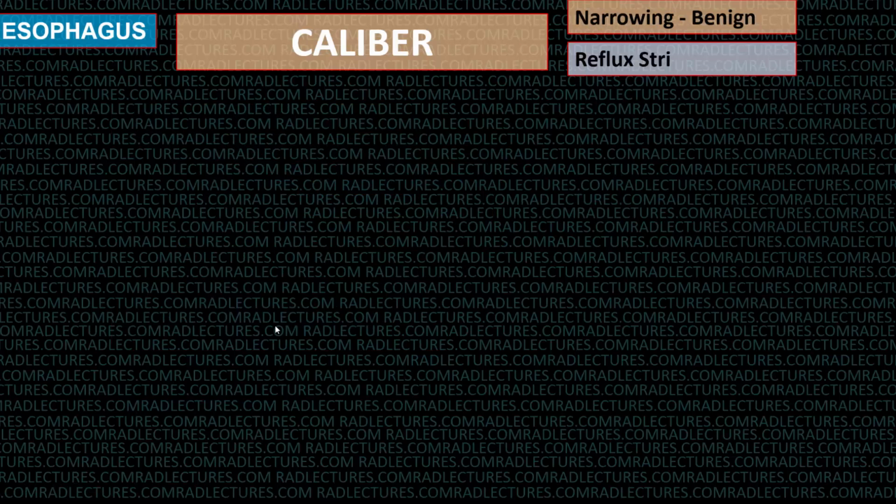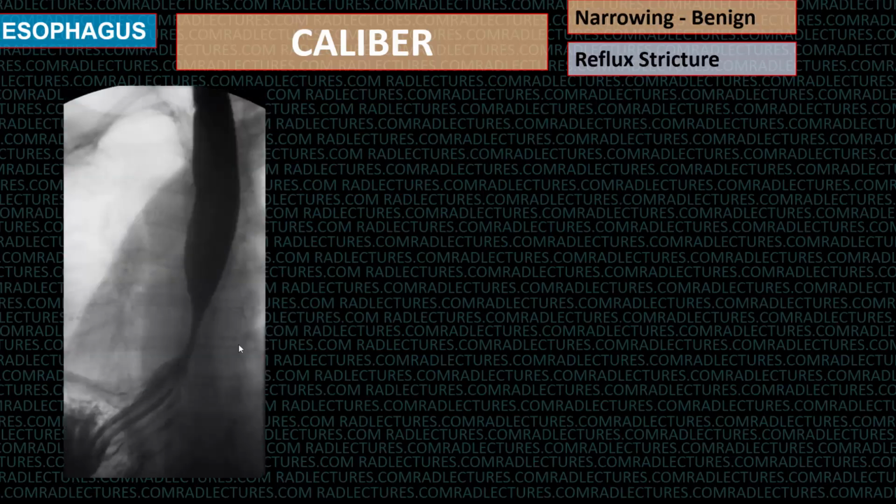So benign narrowing due to reflux stricture, typically it is at the lower end of the esophagus. It is smooth, and it has smooth tapering margins. There is no destruction of the folds. There is no ulceration. There may be some organized ulceration, but in this case, we don't see any ulceration. So this is typical of a reflux stricture.